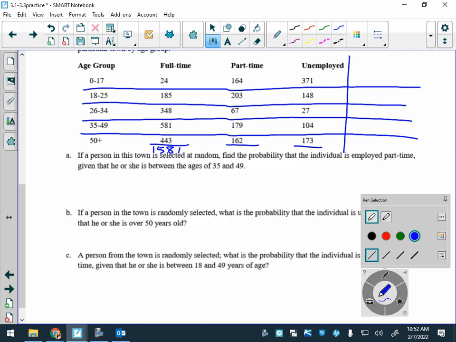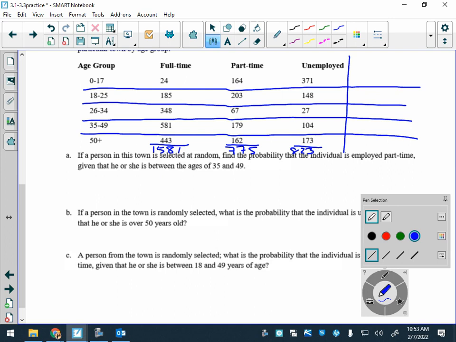1581. Okay. The total for part-time, Mustafa. Okay, Finn. Abigail. 775. Unemployed. The total for unemployed, Bianca. Okay, Lindsay. Emily. 823. Okay, now our totals for 0 to 17, Brian.